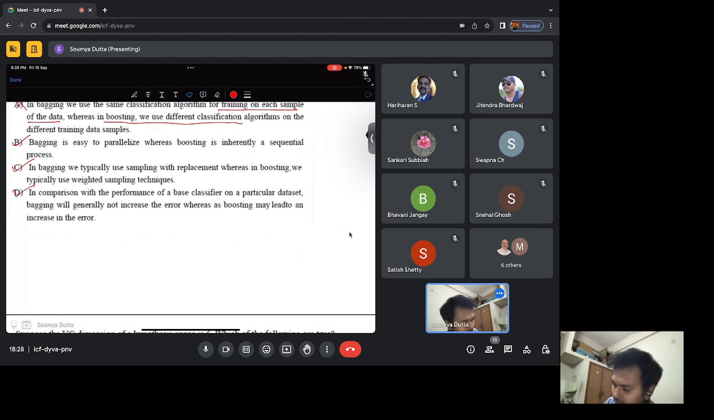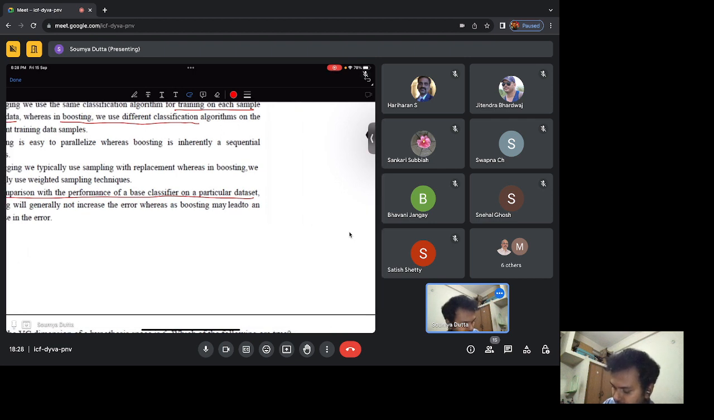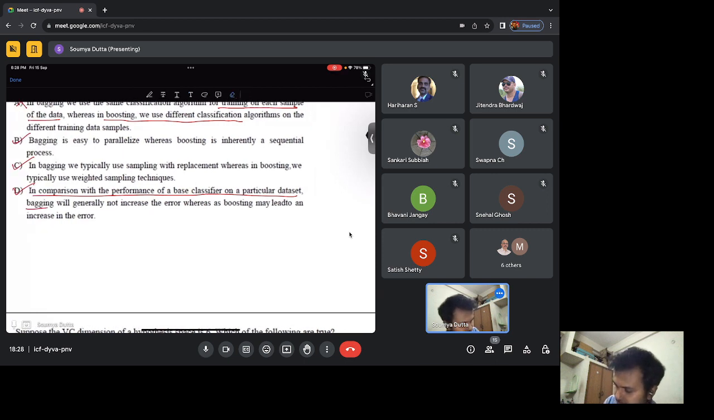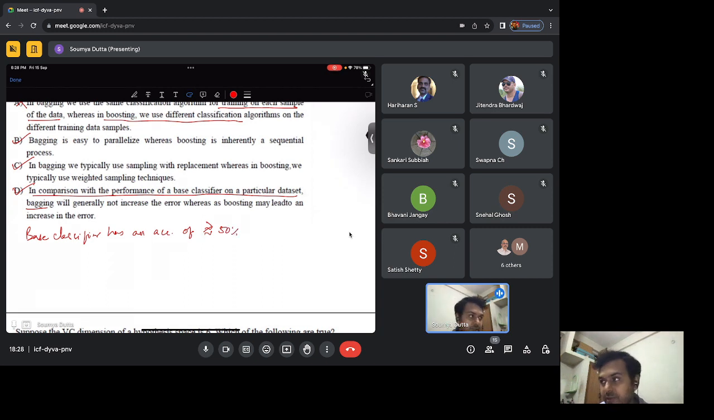Why is this correct? Because nothing has been told to you about the performance of the base classifier on the particular data set. There are two things about boosting. The first thing is, if your base classifier has an accuracy of a little above 50%, then if you do boosting in multiple stages, you can get arbitrarily strong classifiers. The other point is, if it is slightly less than 50%, then using boosting you can get arbitrarily worse classifiers. It will lead to an increase in error.